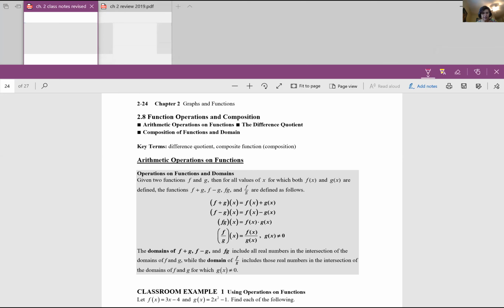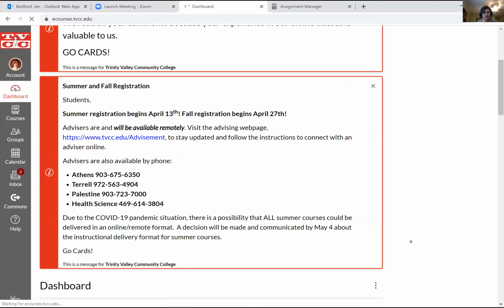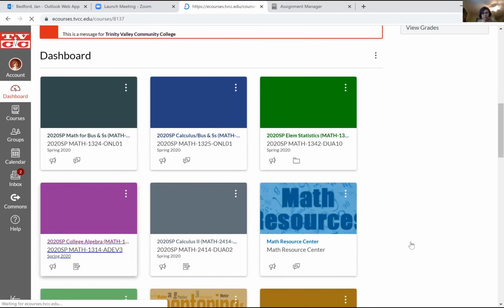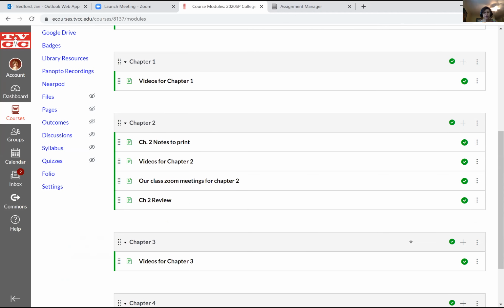In our Canvas course, let me go to the dashboard and show you. You want to go over to where it says modules. And if you look here where it says chapter 2, remember this is where the notes are if you want to print them out at home, or if you just pull them up and write on them in the computer like I'm doing, that's fine. This is where you find all the videos that I've done from other classes that you can watch. And then this is where I'm putting our meetings that we're recording right now.